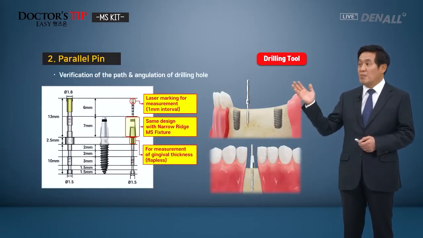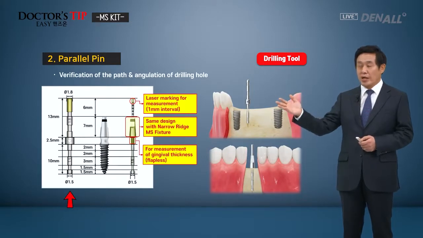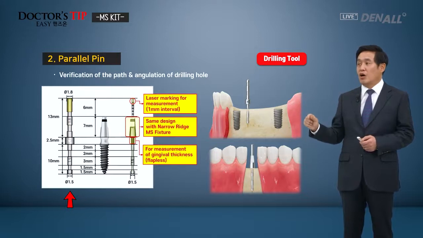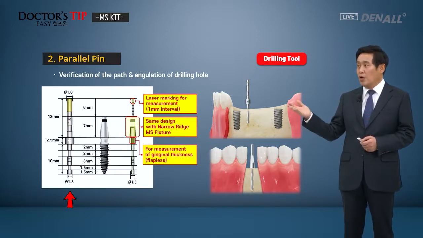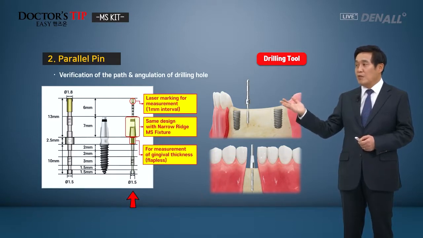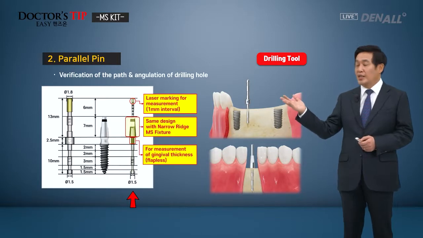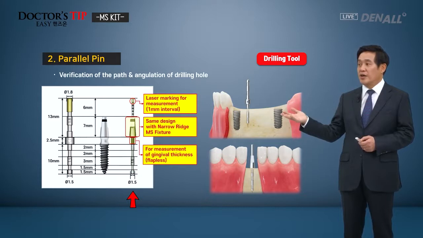As I briefly mentioned, for the parallel pin, you have the conventional type, and also, even in that structure, to check the millimeters more easily, you have a thickness difference for comparison. And one thing as a special feature, the upper part of the MS fixture has the same design. So it has the same narrow fixture design, so that in designing the final prosthesis and planning, you can use this as a reference or a guide.